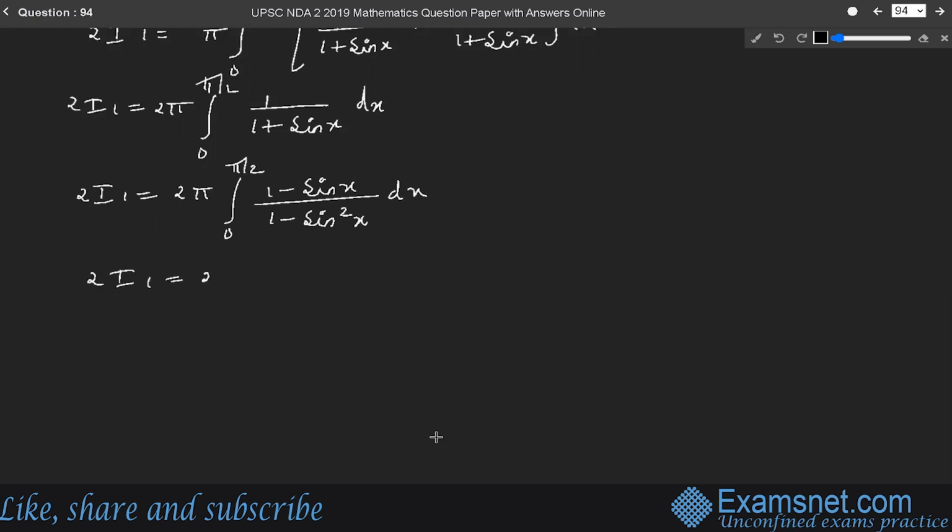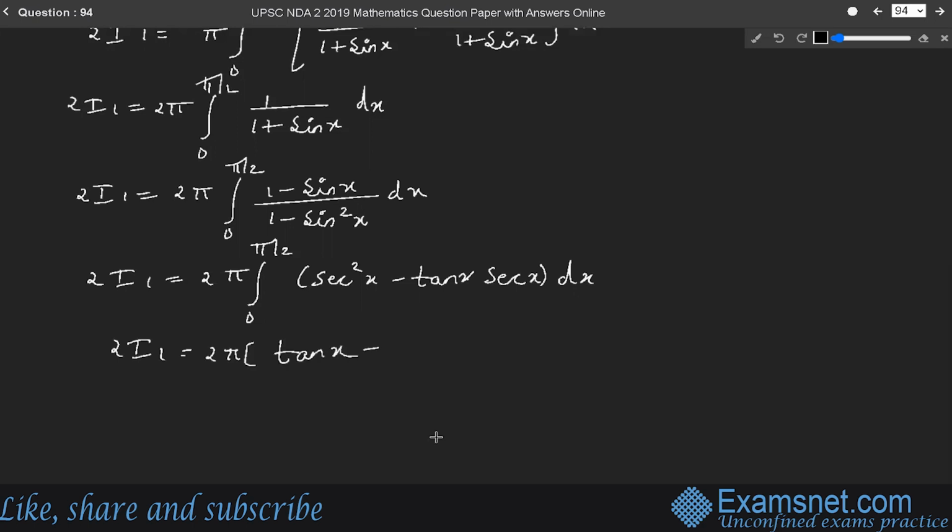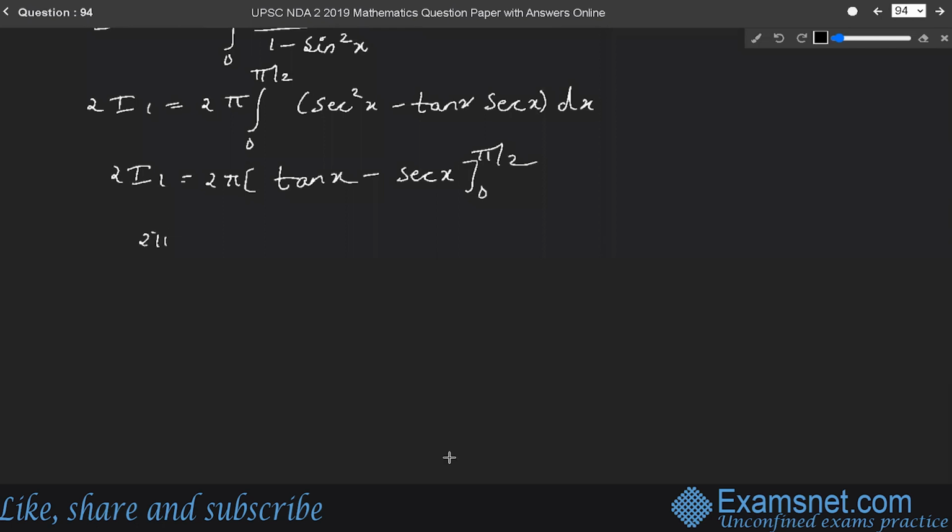2I1 will be equal to 2 pi into integral of 0 to pi by 2 sec square x minus tan x into sec x dx. So 2I1 will be equal to 2 pi into tan x minus sec x, and the limits are 0 to pi by 2. So this will be equal to 2 pi into sin x minus 1 divided by cos x, which is sin square x minus 1 divided by cos x into sin x plus 1. Again, the limits are 0 and pi by 2.